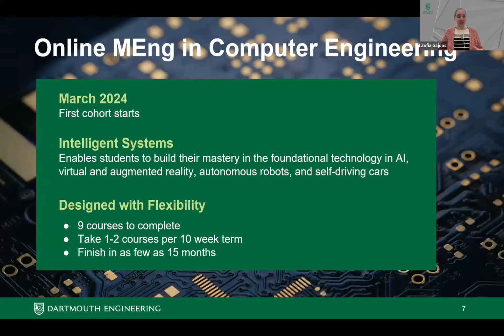So we're on the quarter system. So we have these 10-week terms, and there are intake cohorts in the spring term that starts in March and in the fall term that starts in September. Our focus for this degree program is on intelligent systems, which enables students to build your mastery in the foundational technology in AI, virtual and augmented reality, autonomous robots, and self-driving cars.